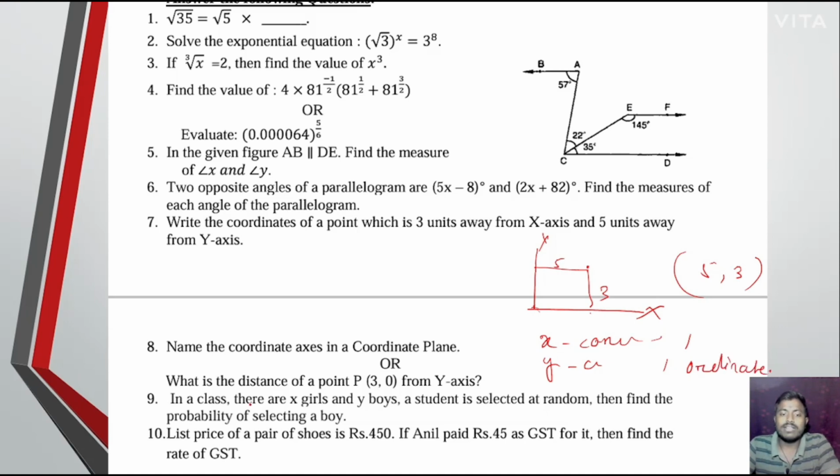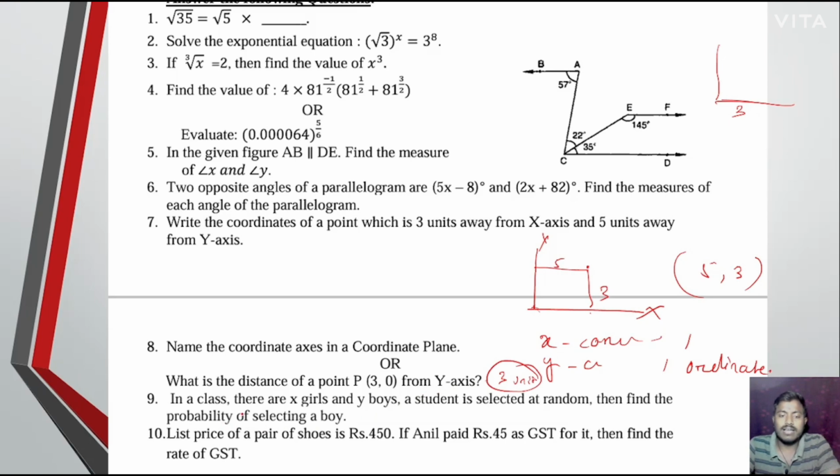Okay, what is the distance of the point P(3, 0) from the y-axis? Okay, first draw a graph, in the graph that is 3, 0 here. So the question is, what is the distance of the point from the y-axis? The distance from the y-axis is 3. So the answer is 3 units.